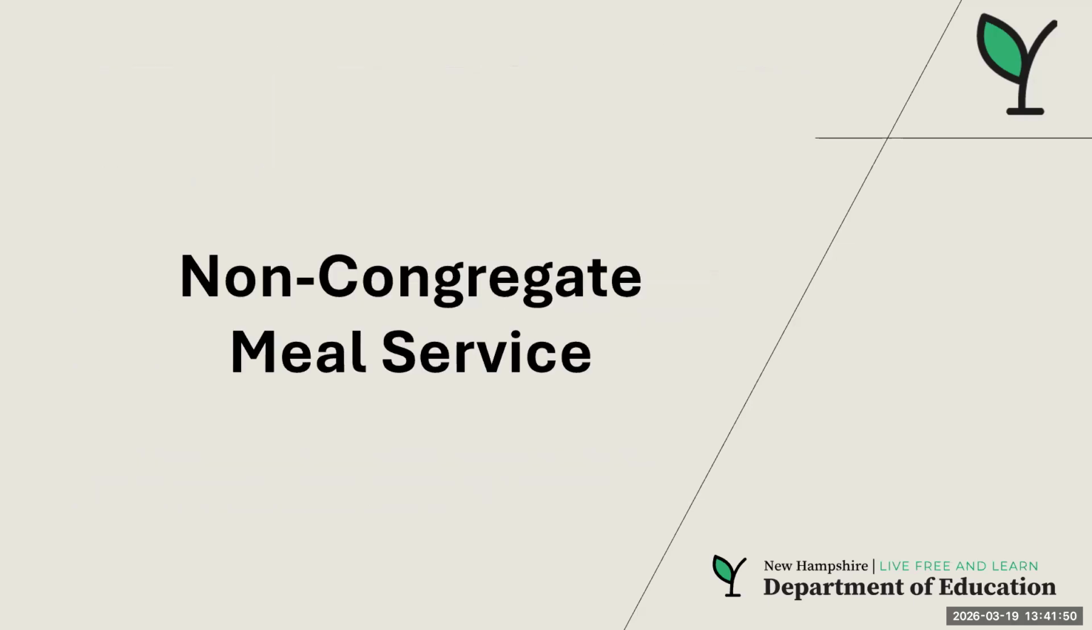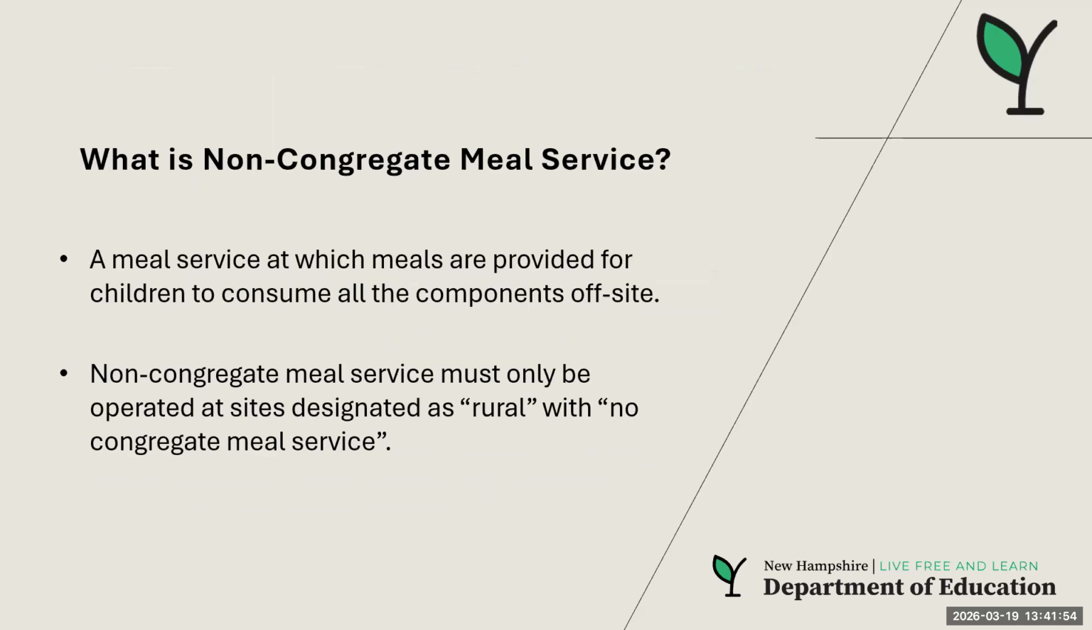So now we'll talk more about non-congregate meal service. Non-congregate meal service is when meals are provided for children to consume all of the components off-site. Non-congregate meal service must only be operated at sites designated as rural with no congregate meal service. And like I mentioned earlier, our office will provide the site with documentation if it qualifies as rural, so you will know if you're qualified to do non-congregate meal service.